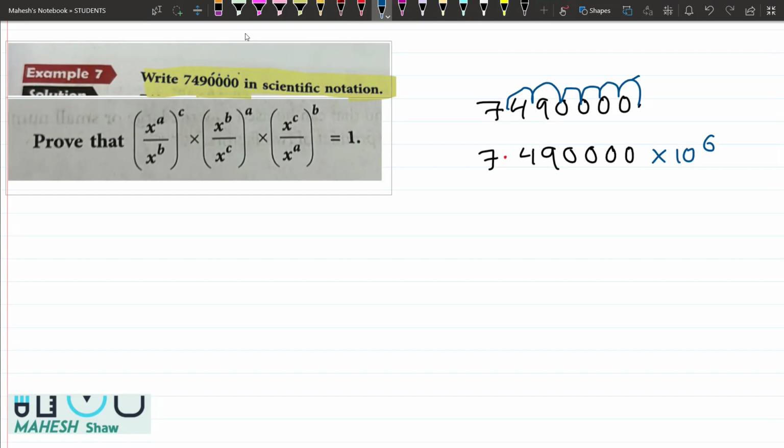Once again, the decimal is being shifted here to the left, that is by 1, 2, 3, 4, 5, 6. So therefore, the scientific notation finally we should write as 7.49 into 10 raised to the power 6. That's the answer. Now coming to the next part, that is the second part.